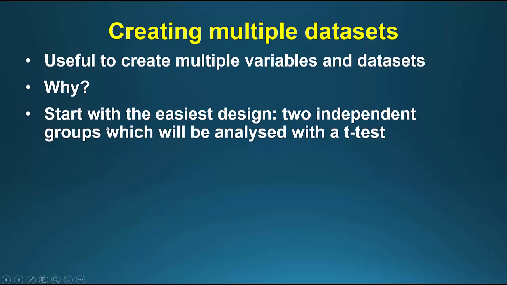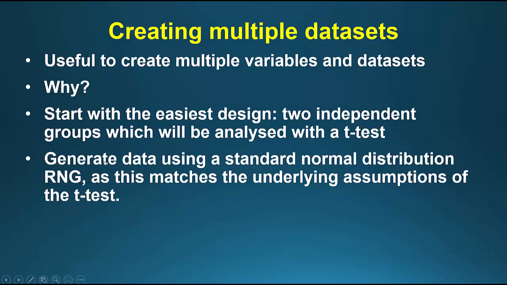So we're going to start making this concrete with the easiest design, the two independent groups, which we're going to analyze by a t-test. So we're going to generate data using a standard normal distribution random number generator. And we do this because one of the t-test's underlying assumptions is that it requires normally distributed sampling distributions of the mean and of the difference between the means in the two groups.